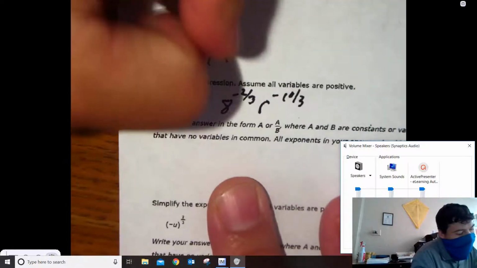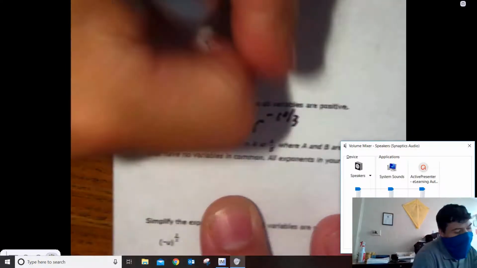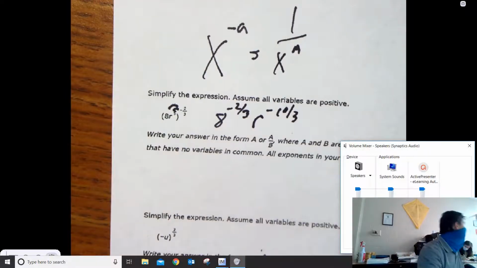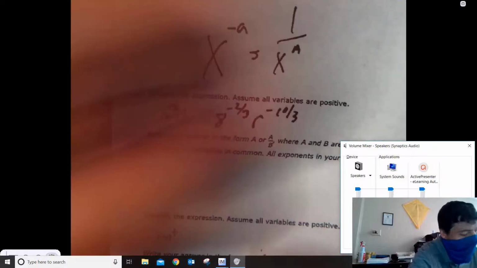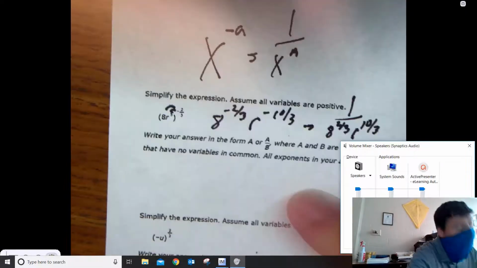I need to know this rule. X to the negative a is rewritten how? 1 over x to the positive a. So those pieces need to be shifted down to the denominator. Some of you will do a lot of work in your head, but I'm just going to show the shift down to the denominator. It's 1 over 8 to the 2/3 power, r to the 10/3 power.